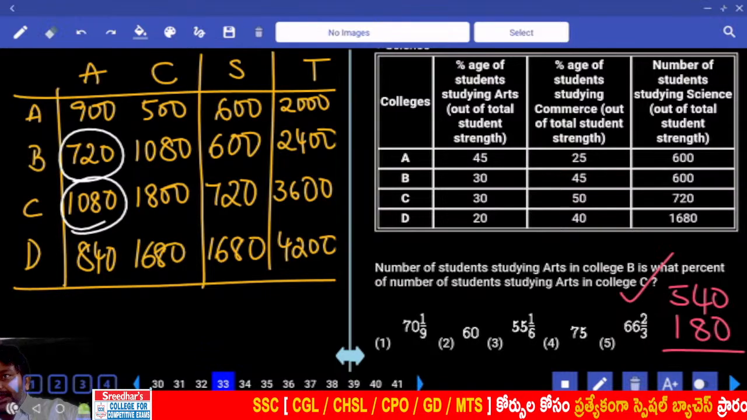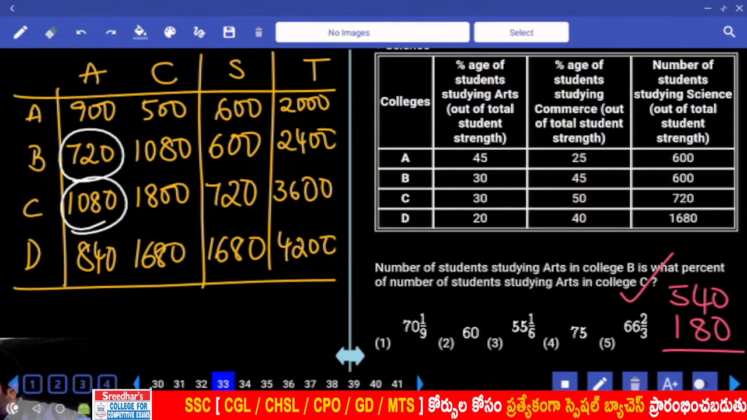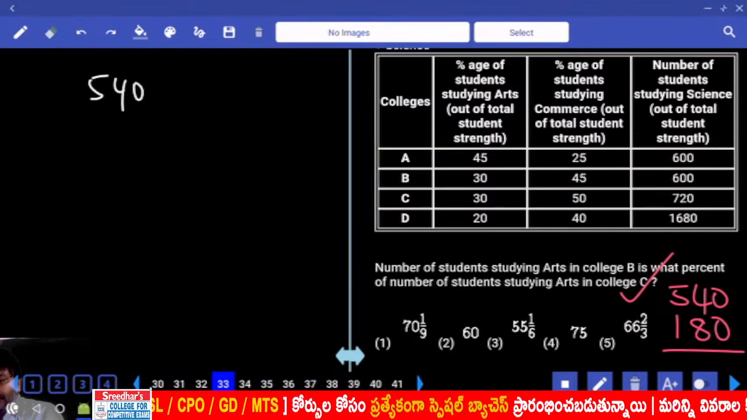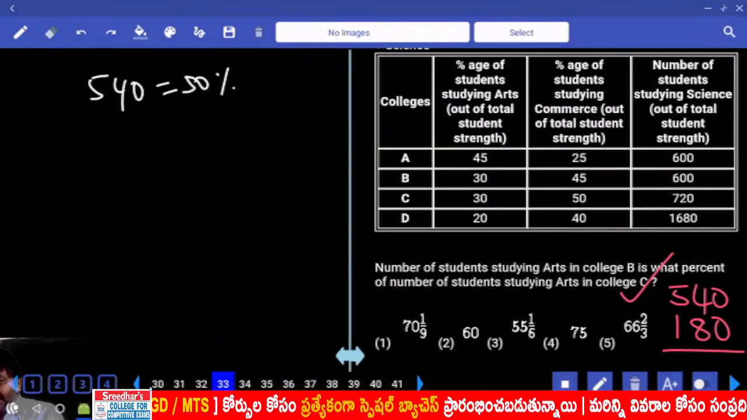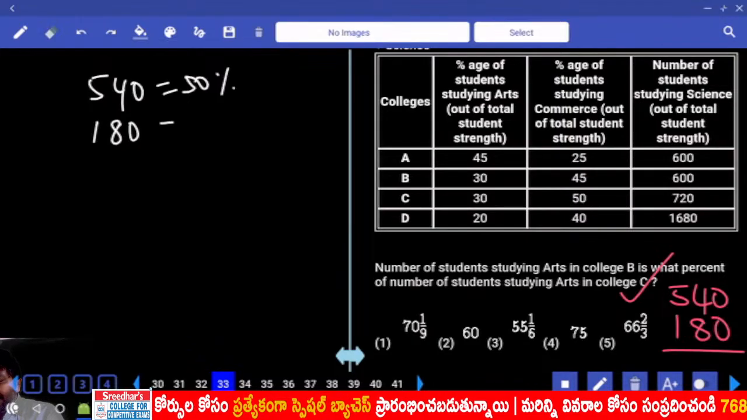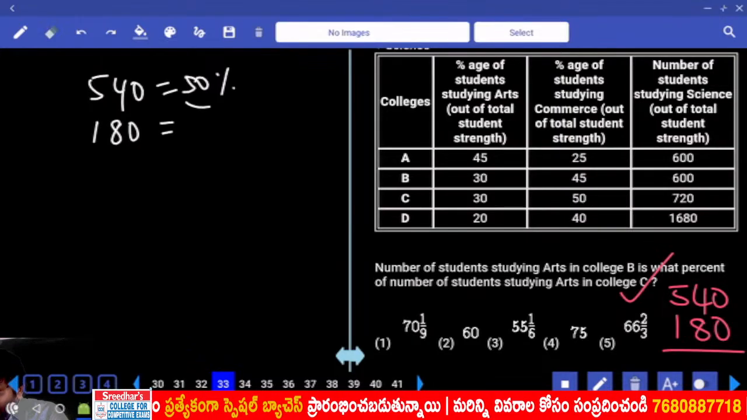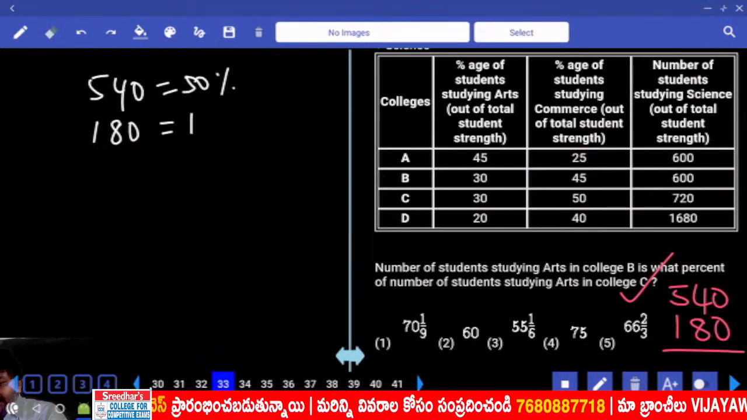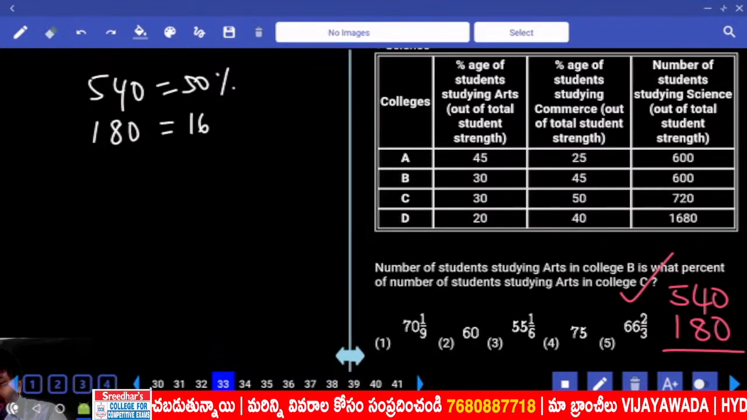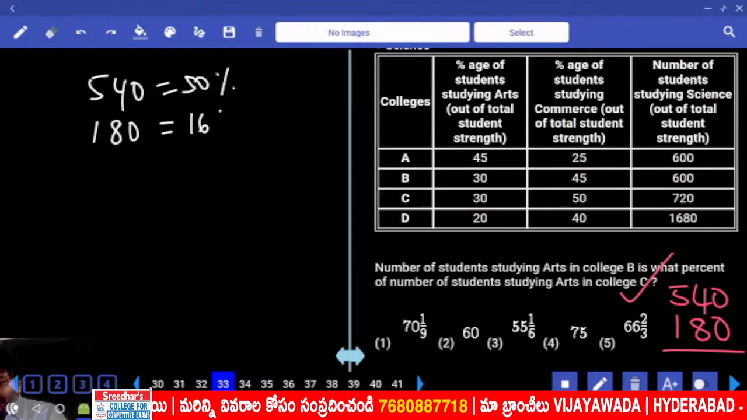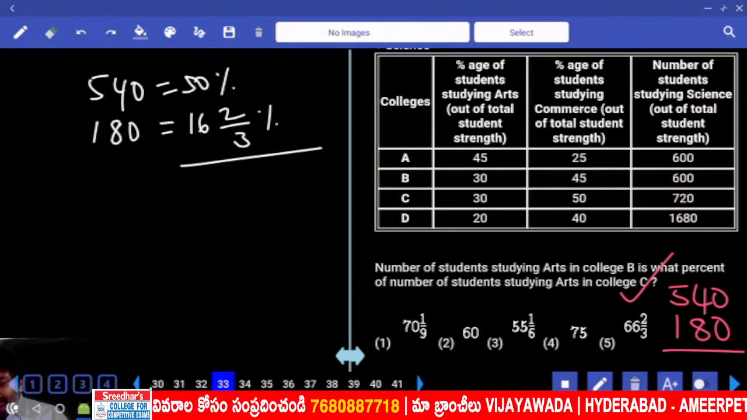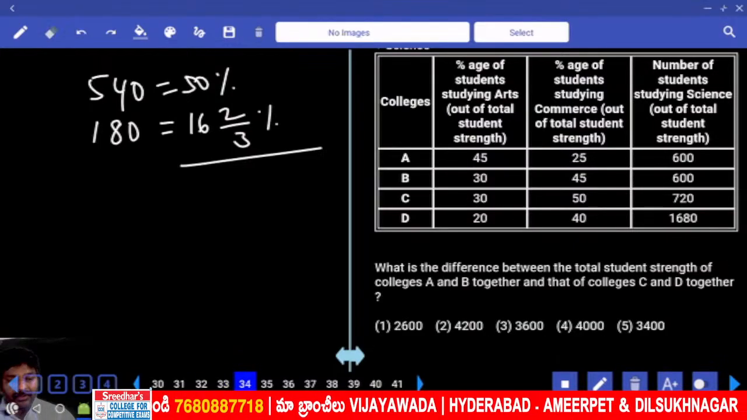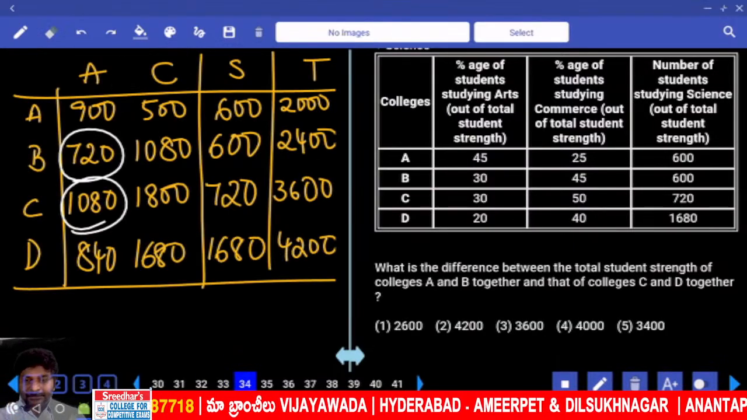720 is how much more than this number? 540, 180. Relation is 1/3. And 540 is equal to 50%, correct? 1/3 of 540 is 180. So we need to calculate 1/3 of 50. 16 and 2 by 3. Total 66 and 2 by 3.